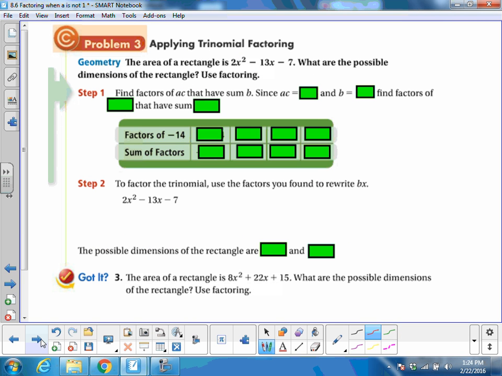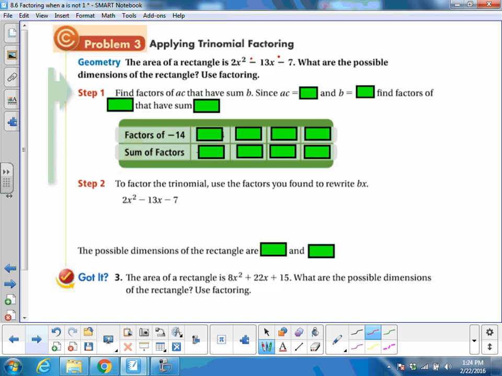Now we're going to try applying it. We'll do trigonometry someday, not right now. We got some factoring here. The area of a rectangle is 2x squared minus 13x minus 7. So both of these are negative. Something to keep an eye on.